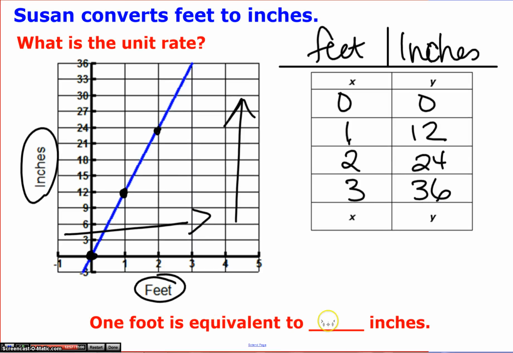So 1 foot is equivalent to how many inches? Well, we don't really need to do any math because we could have gone to 1 foot and gone up to 12 inches. But I want to show you how to do the math anyways. You have y over x, which is inches over feet. So you have 12 over 1. And that's where you get your answer.